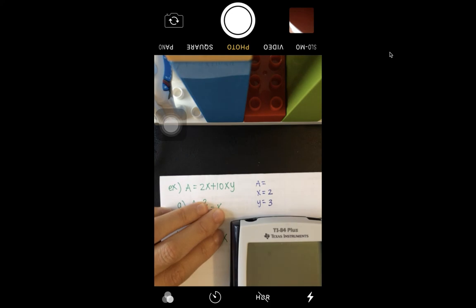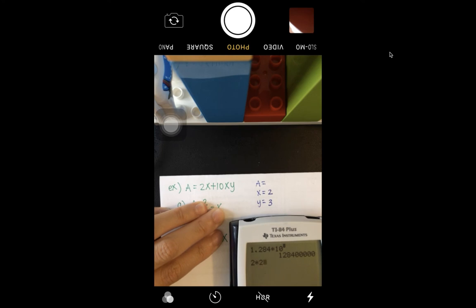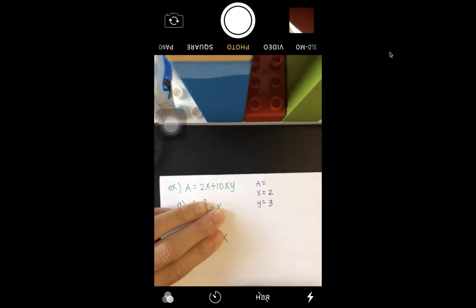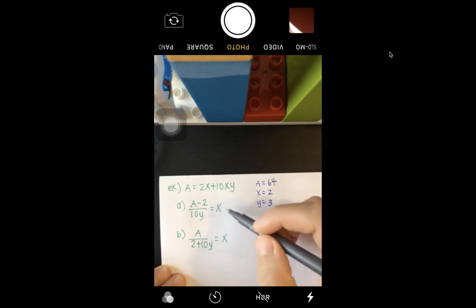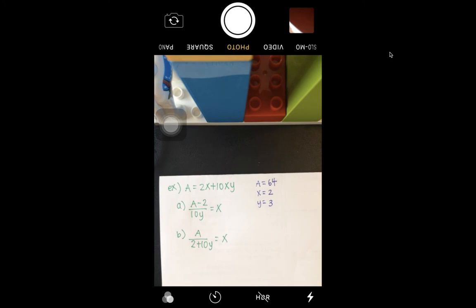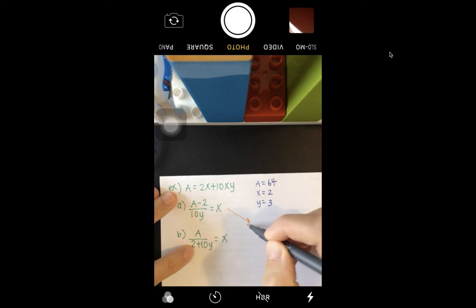So let me plug it in. I have 2 times X, which is 2, plus 10 times X, which we said was 2, times Y, which we said was 3. So what does that equal? Equals 64. So do you see how A is 64? Okay. All right. So now since this works for here, let's plug it in this one and see if it'll work out for this.